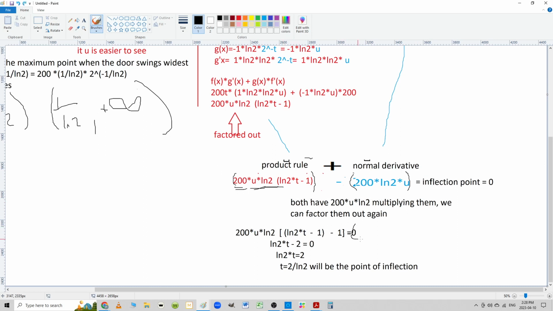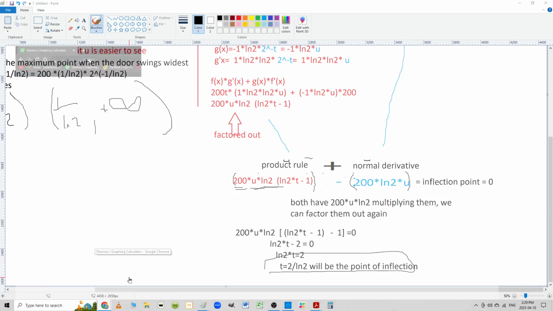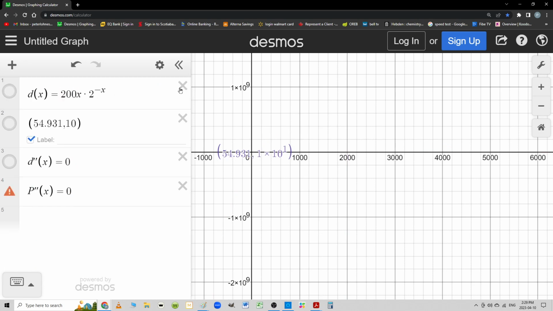Okay, now this is all set to 0, because this is the full second derivative, equals the inflection point, equals 0. I can divide, because this is multiplying this entire square bracket. I can divide this on both sides and it disappears. And I'm left with what's in this square bracket. Well, what's in this square bracket is ln 2 times t minus 2, because it's minus 1 is equal to 0. I bring the 2 to this side. I get ln 2 times t is equal to 2. I divide by ln 2 on both sides. I get t is equal to 2 over ln 2 will be the inflection point. Let's go to the graph. I'm going to turn off all my other graphs. Here's the graph.